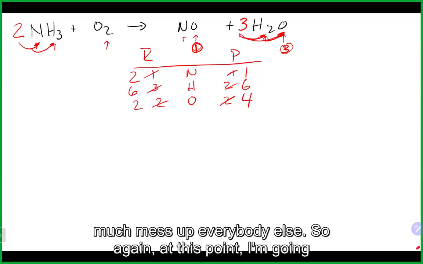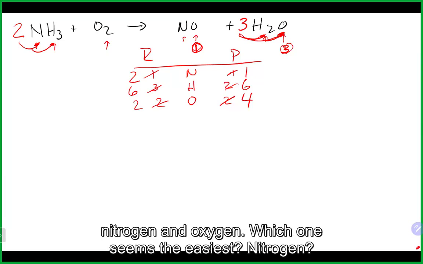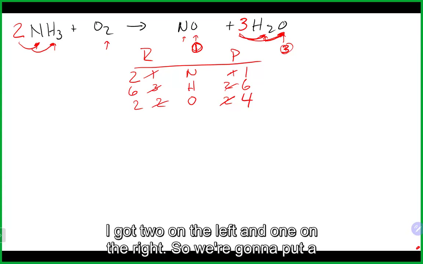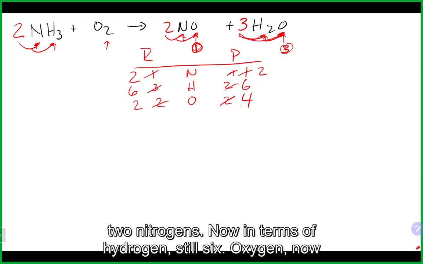So again, at this point, I'm going to go with what seems the easiest to balance between nitrogen and oxygen. Which one seems the easiest? Nitrogen, yeah, 1 on each side, yeah. So I'm going to go for nitrogen next. I got 2 on the left and 1 on the right. So we're going to put a 2 there. That's going to go here and here. That's going to give me 2 nitrogens.